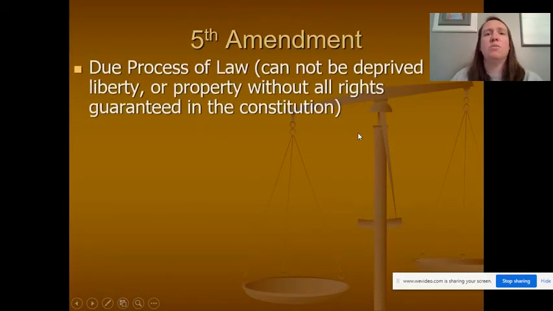5 and 6 are going to be the two biggest ones you write. You won't write other big ones. So if you can get through these two, you'll be good. Okay? So due process of law. This means you cannot be deprived of life, liberty, or property without all the rights guaranteed in the Constitution. Okay? So you are due the process of law. That's basically what that means.